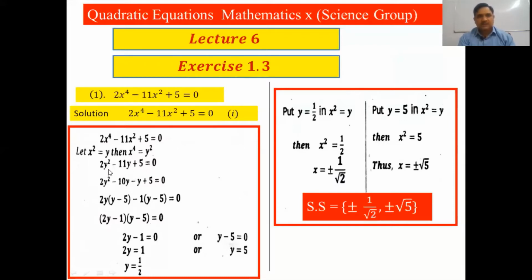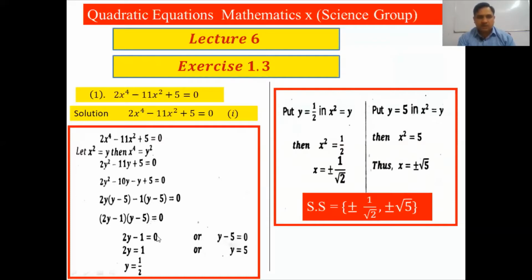How can we factorize this? 2 times 5 is 10, and there are two factors, -10y and -y. When we add up these two terms, we have -11y, and when we multiply these two terms, we have +10y^2. Now we take 2y as a common factor, so we have y - 5. Here we can take -1 as a common factor, so y - 5. Here is y - 5, here is y - 5. So our factorization is right, and now we can take y - 5 as a common factor, so we are left with 2y - 1. So either 2y - 1 = 0 or y - 5 = 0.